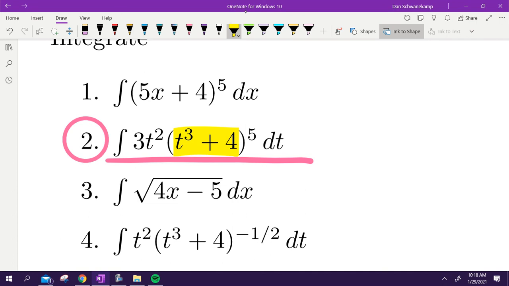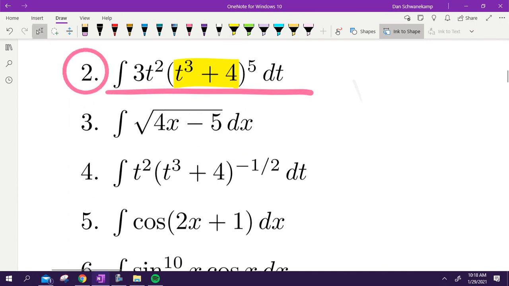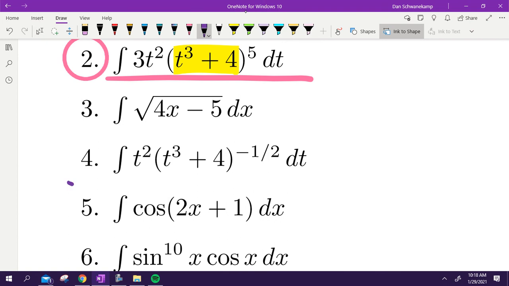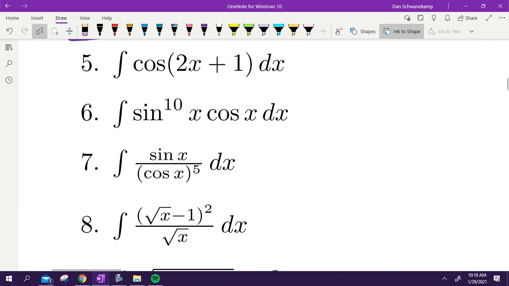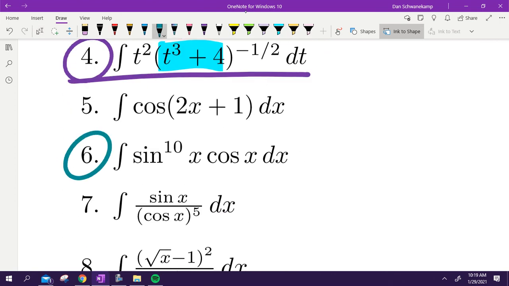The whole inside. If you got multiple letters, pick the one with the higher exponent. If I picked this one right here, what do you think u is going to be? Inside the parentheses. If I picked this one right here, what do you think my u is going to be? Do I want to include the 10? It's just sine x. The reason is, if I put the 10, now I got to do a chain rule.